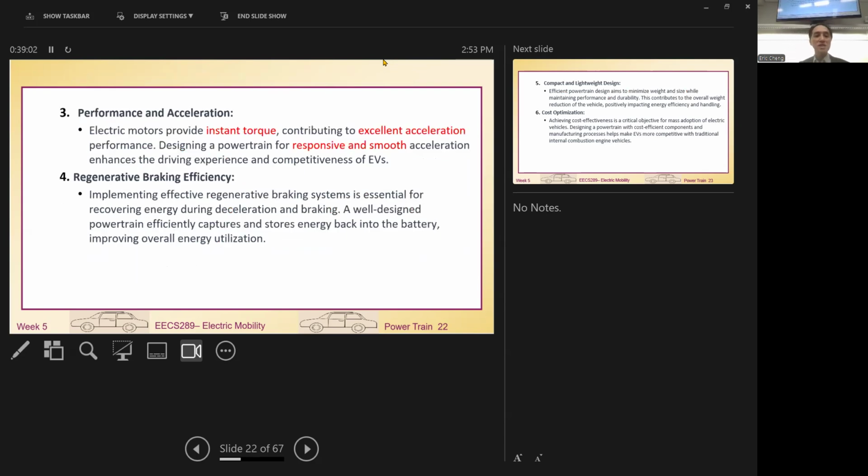Another important design criterion is the acceleration and the performance. Many EV users enjoy the EV because of the acceleration, like 0 to 100 km per hour. I think we did that tutorial. And we try to reduce the time. The best vehicle in the market will be 1.83 seconds, right? So I don't think any vehicle can be less than that.